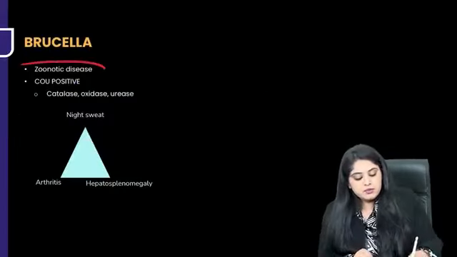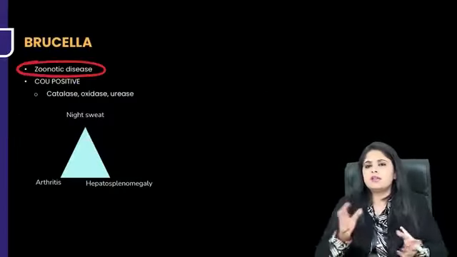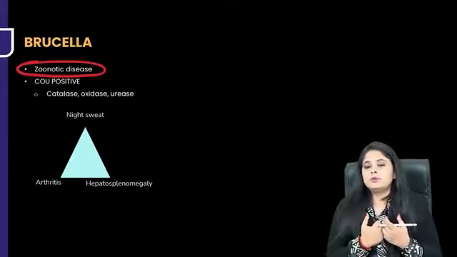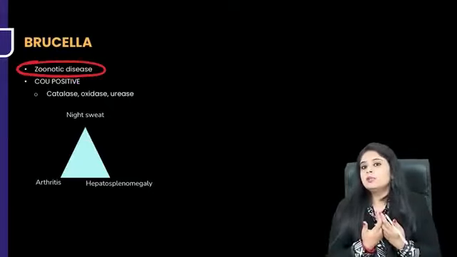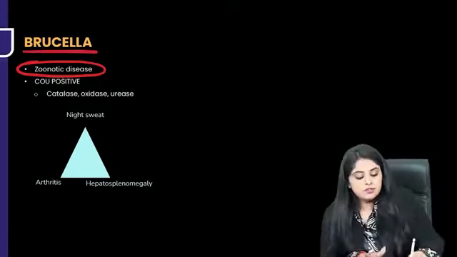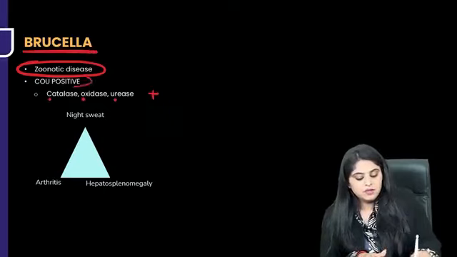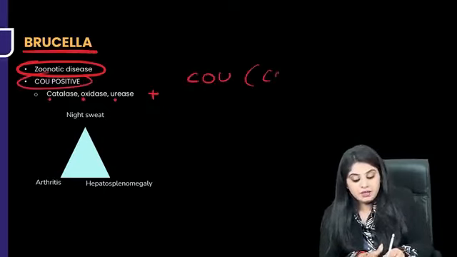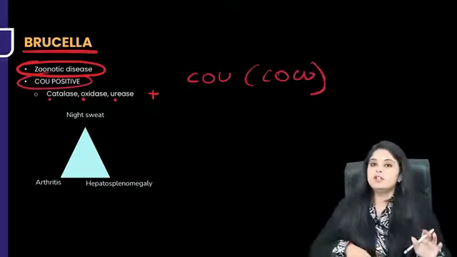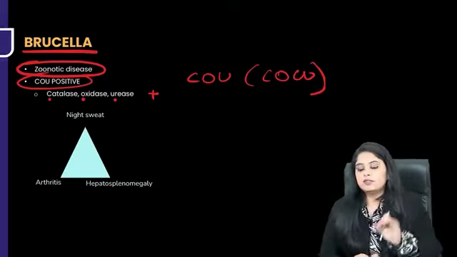We are left with Brucella, which we know is a zoonotic disease. It occurs in cows and animals and dogs and pigs, in all of them. So I said cow, meaning it is cow positive. Brucella is cow positive, meaning catalase, oxidase, urease, everything positive. Cow should remind you of the animal cow, and Brucella is definitely to do with cows, right? So catalase, oxidase, urease positive.